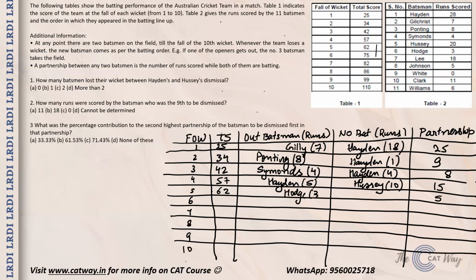Because we know he scored only 3 runs, he scored 3 out of those 5 runs of the partnership, and the remaining 2 runs were scored by Hussey in that partnership. All right. Then the next wicket fell at 75 runs, and by then Lee had come up to bat.